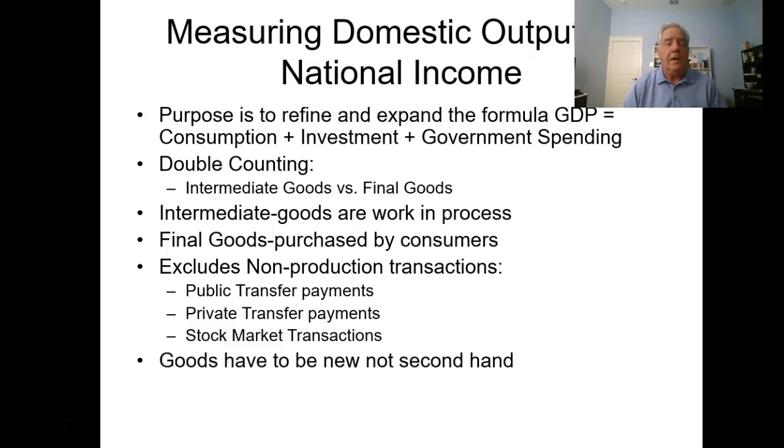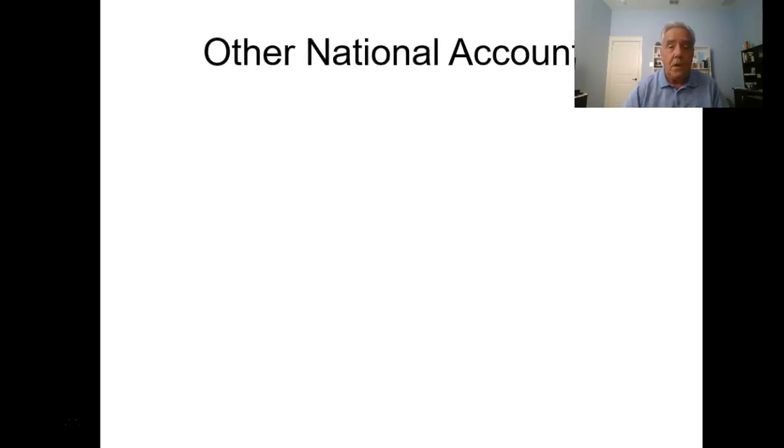All right, and goods have to be new and not secondhand. The car you buy from the dealer is a final sale, a brand new car, that is. A secondhand car you buy from the dealer is not a final sale, and it's not counted in our statistics for gross domestic product.